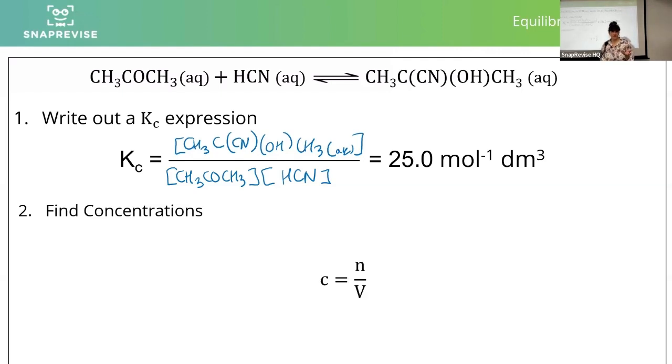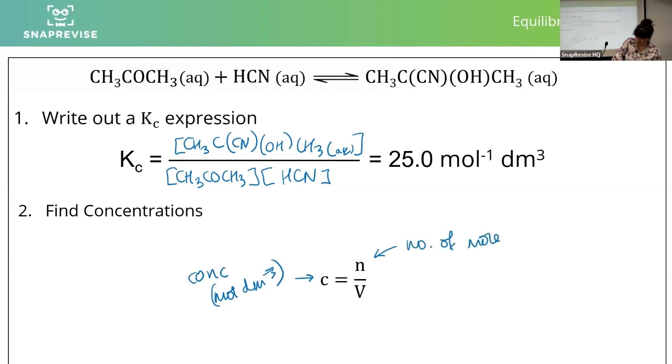Well, we know how to calculate concentrations. I need concentrations to input into my Kc expression. So let's have a go at working out what information we've got and what we can work out. Concentration is given in moles per decimeter cubed, and it's equal to the number of moles in mol divided by the volume in decimeters cubed. It has to be in decimeters cubed.